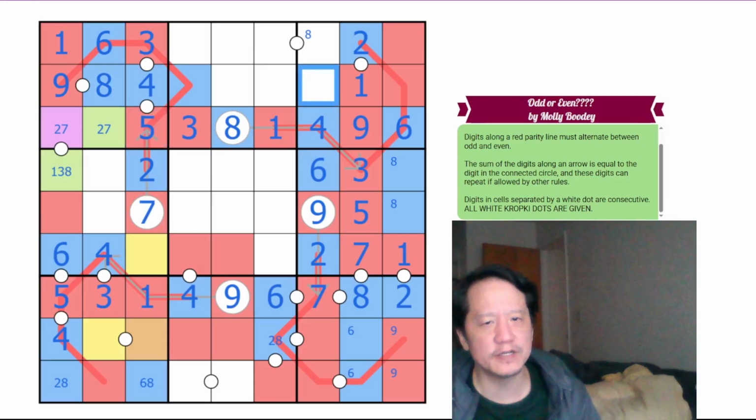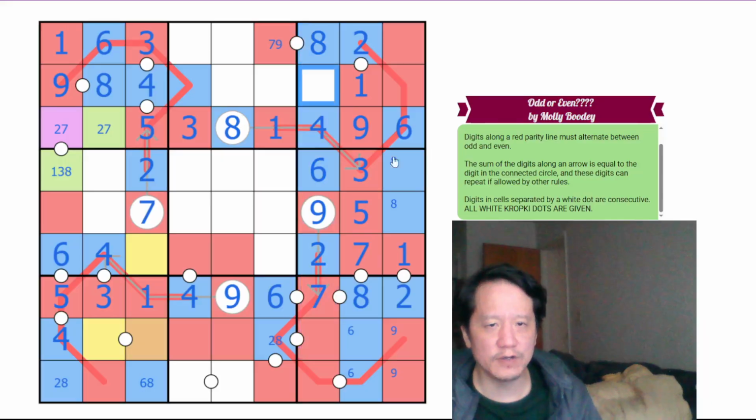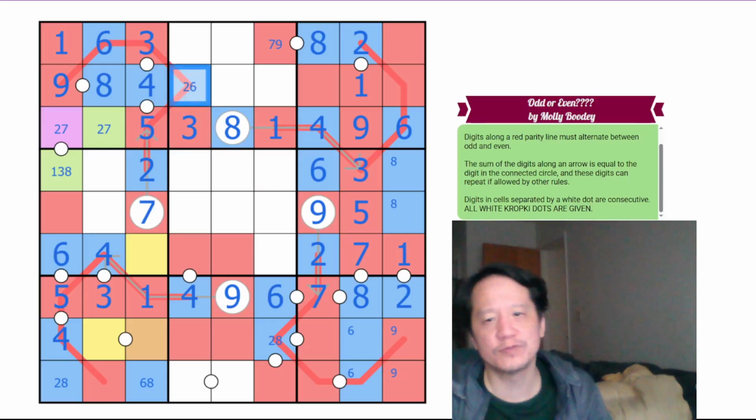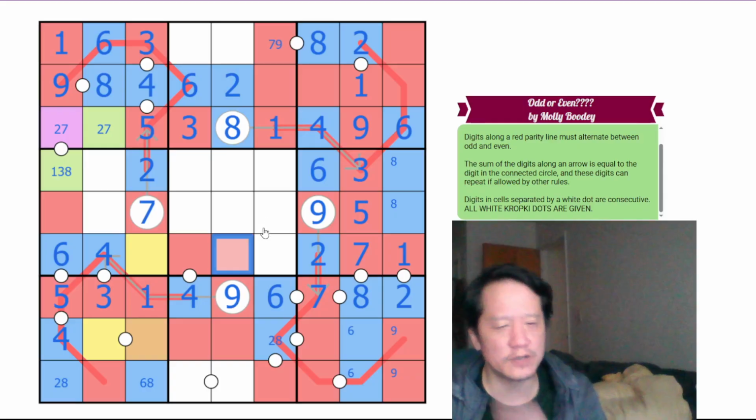8 eliminates 8 here, so this is 8 there, and is even, which makes this odd. And it has to be 7 or 9. We have 4 evens in column 7, so this is odd. This has to be 2 or 6. Cannot be 2 because that would be consecutive with the 3, so this must be 6. 2 cannot be here because it would be consecutive with a 1 here, so this must be 2 here. And is even, which forces this to be odd here.